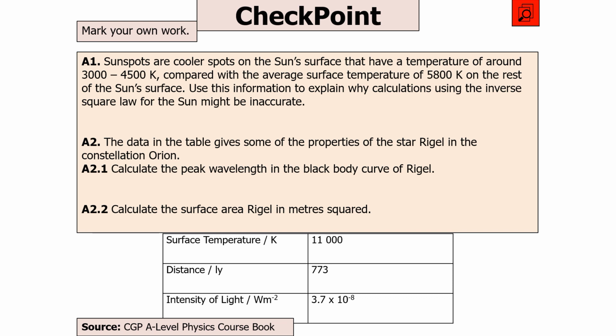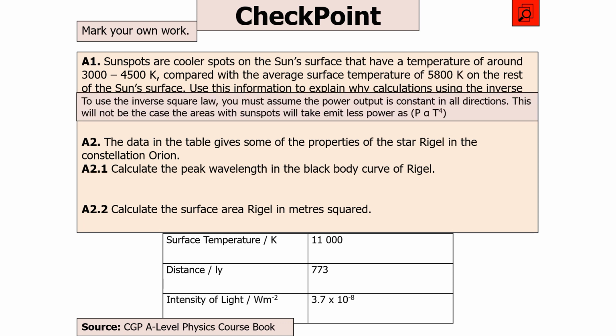Right, in this first question, it's important you understand the assumptions of the inverse square law, and that is that you're assuming that the power output is constant throughout the process and also constant in all directions as well. This won't be the case because with sunspots the temperature is lower, so we know from the Wien displacement law that if the temperature is lower, the power emitted by that particular star will be lower, so the inverse square law will not be true.